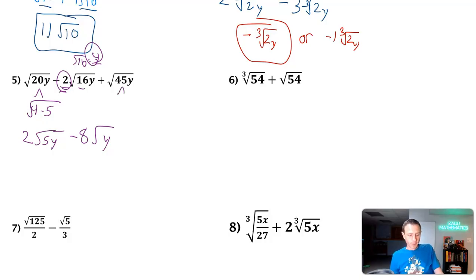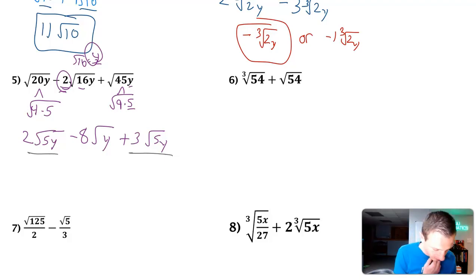Kind of weird. 45 is 9 times 5. Square root of 9 is 3. So 3 is coming out. Then the 5 has to stay in there, and then I still have that y on the inside, so the square root of 5y. After we do that, look what happens. I have only these like terms here. I just have that 2 square root of 5y and the 3 square root of 5y.